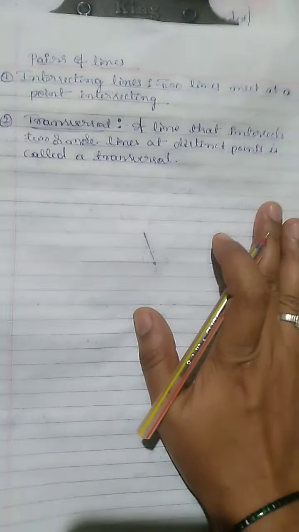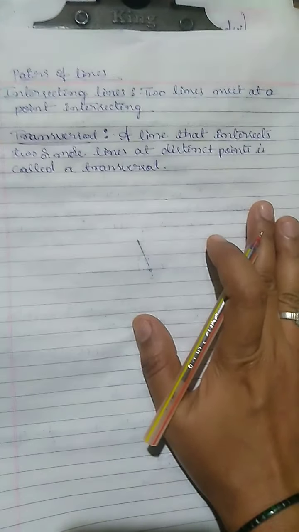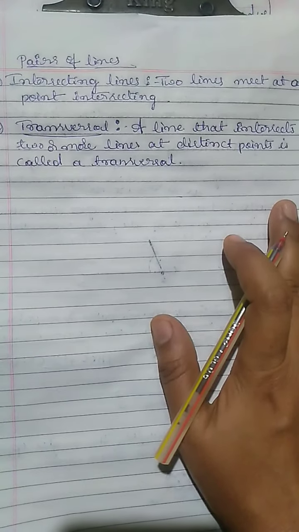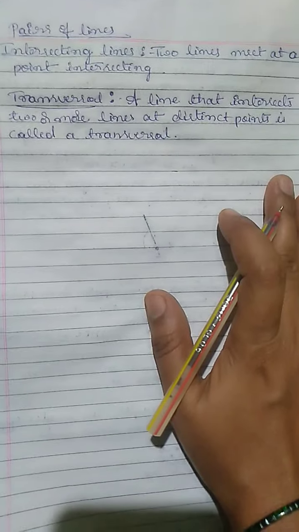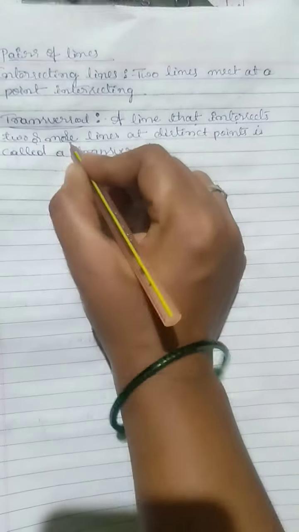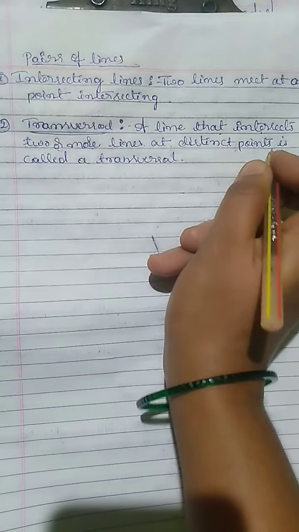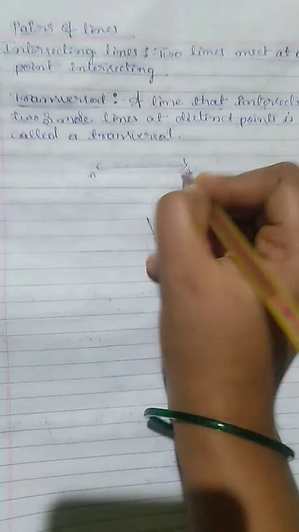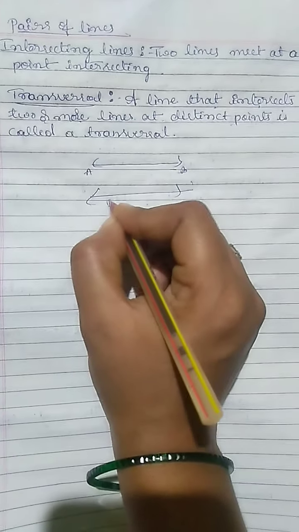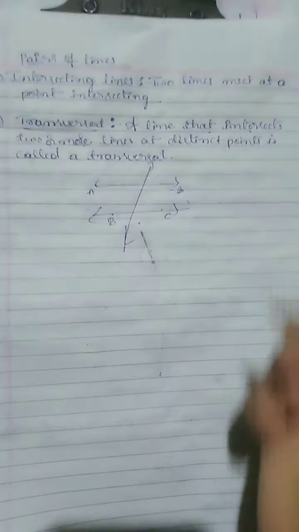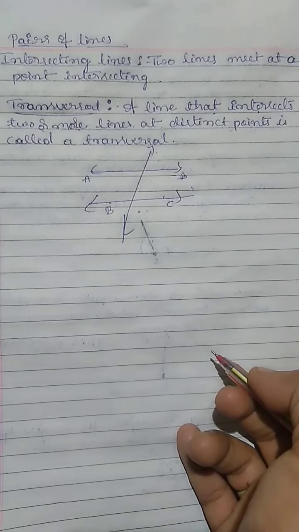Next, let us learn pair of lines. Intersecting lines, you know already. Two lines that meet at a point are called intersecting lines. And one more concept in lines and angles, that is transversal. A line that intersects two or more lines at distinct points is called a transversal. Here, this is one line AB. Consider another line BC, and this line is known as the transversal. Understood? Thank you.